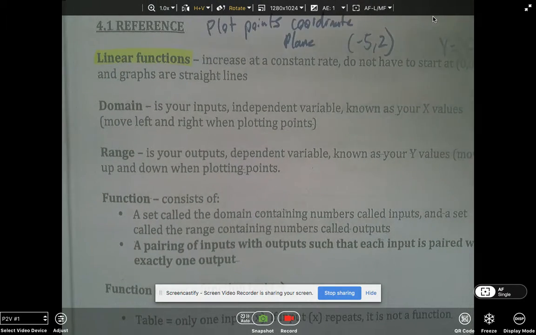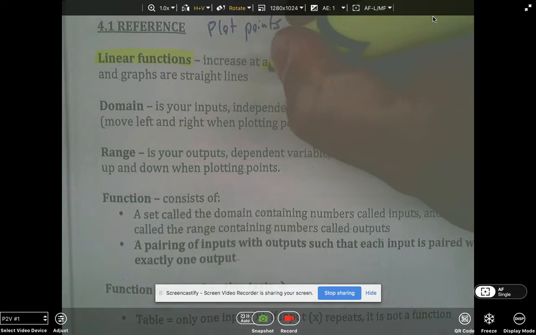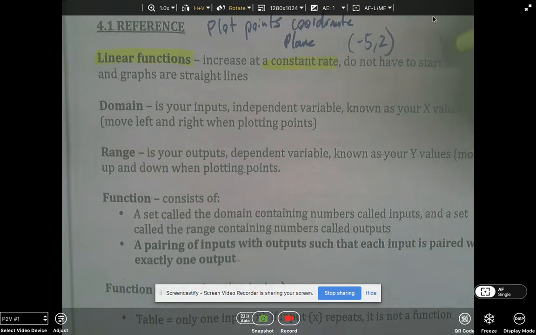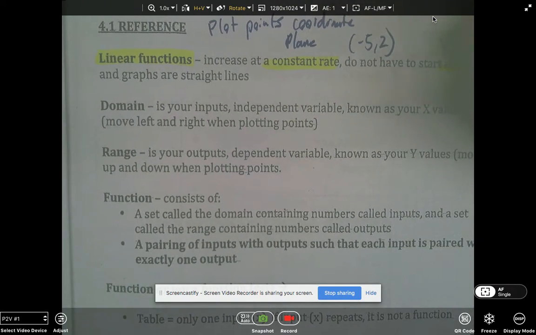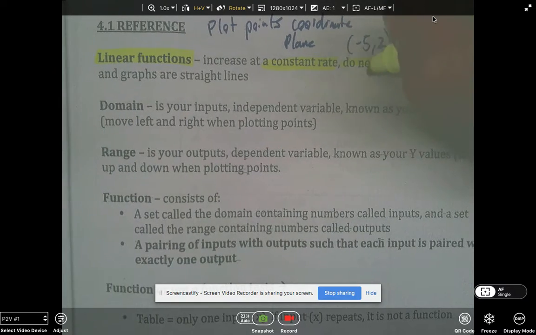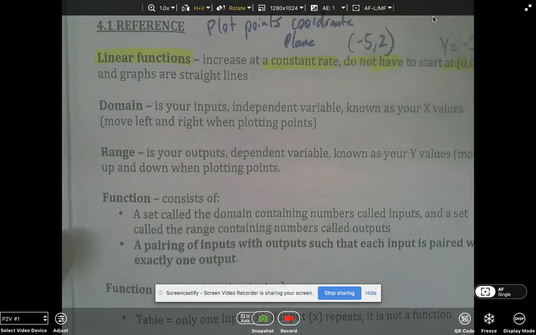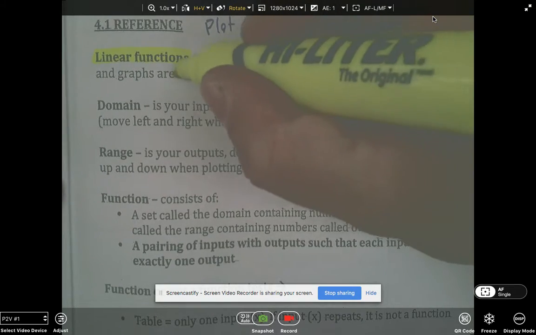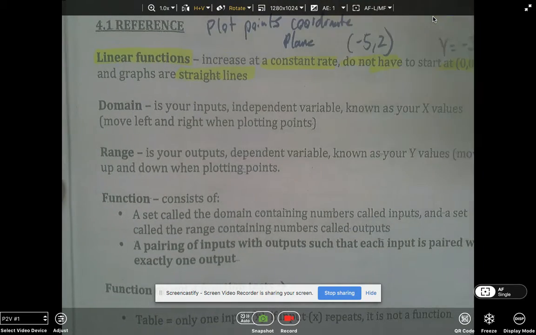Definitely in this unit, we're learning mostly and only about linear functions. What's important to know about linear functions is that they increase at a constant rate of change. They don't have to start at 0, 0. In 7th grade, your proportional relationships always started at 0, 0, but they do not have to this year. And because they're a constant rate, when you make a graph, they should always give you a straight line.